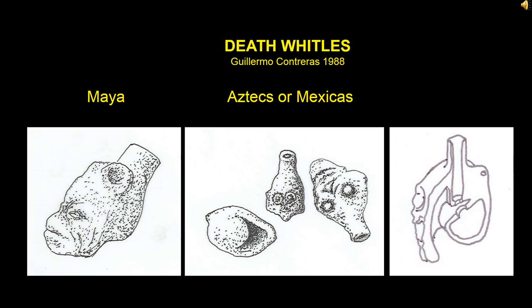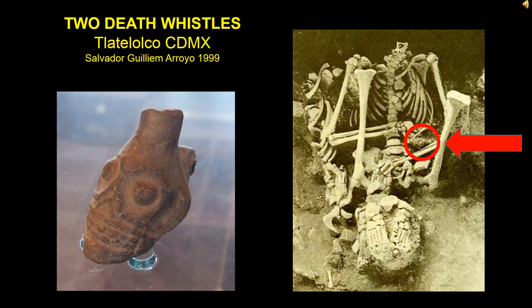In 1988, musician Guillermo Contreras published a study of four death whistles from Maya and Aztec or Mexica cultures and a drawing of the internal structure of one of them. In 1999, archaeologist Salvador Guillem Arroyo published photos and drawings of two death whistles that were found in the hands of a skeleton recovered in a burial in front of the Ehecatl temple at the archaeological site of Tlatelolco, Mexico City. Such whistles disappeared when the invaders from Spain came, as did all the rest of the ancient objects, monuments and writings that they could see 5 centuries ago.